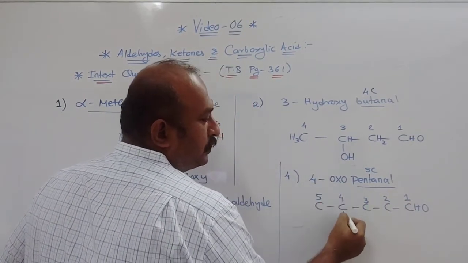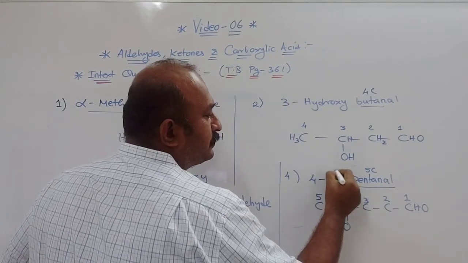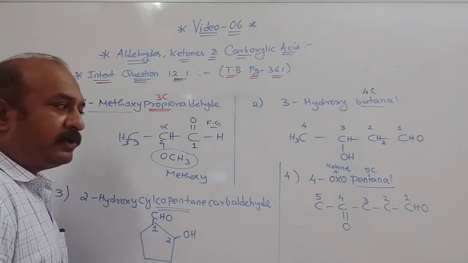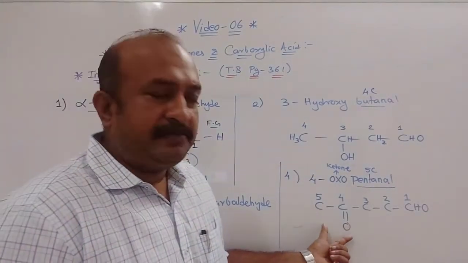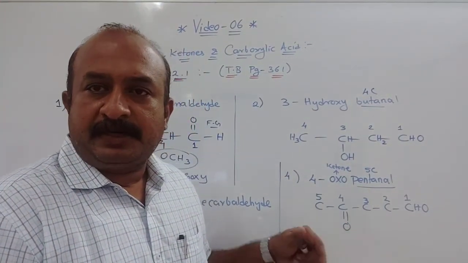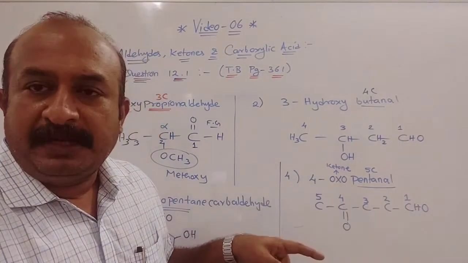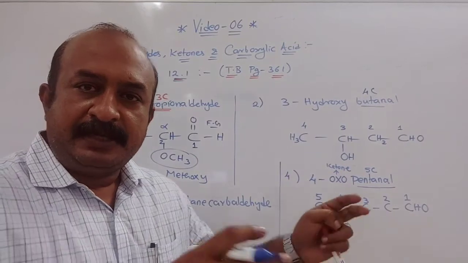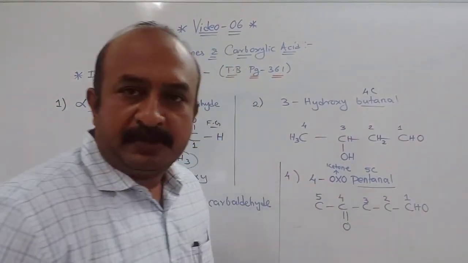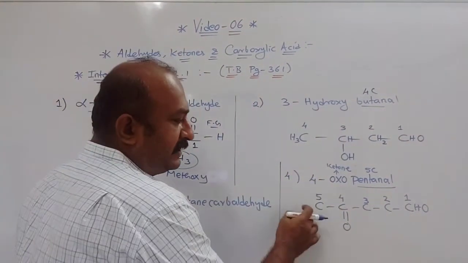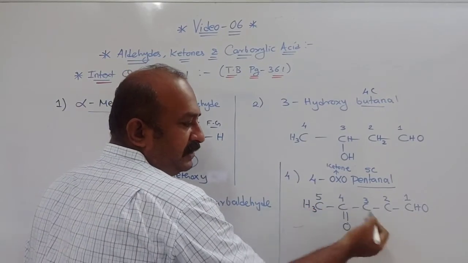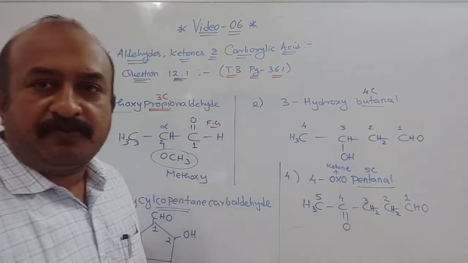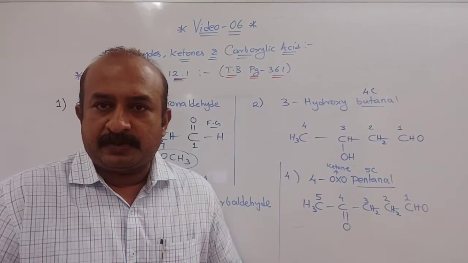Fourth position oxo. Oxo is used for the ketone group, but not at the end, because we know a ketone will always come either second last or in the middle. You cannot write a ketone group at the terminals, that is the end carbons. Understood? Now you can satisfy the valency of carbon, CH3. Here it will be CH2, here CH2. So this is the structure for 4-oxopentanal.